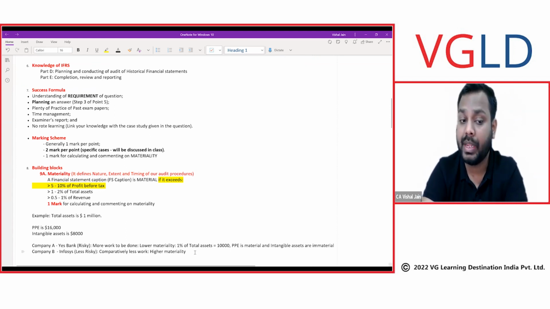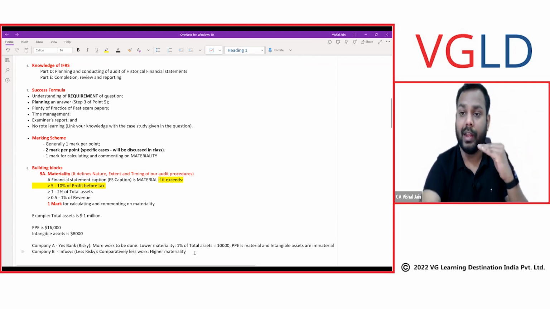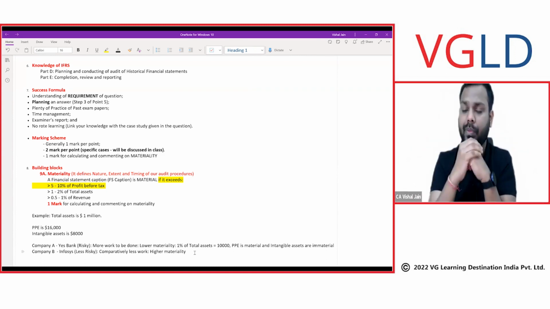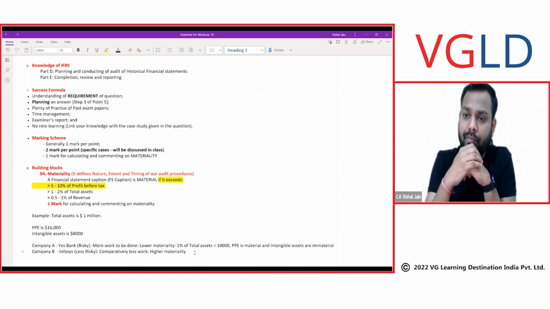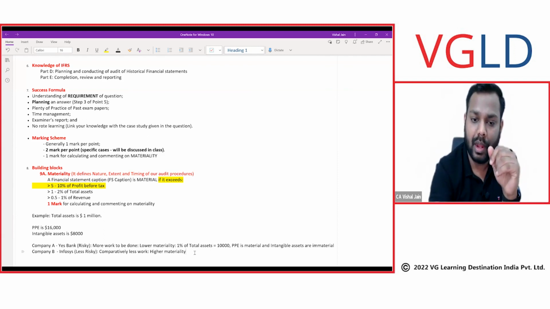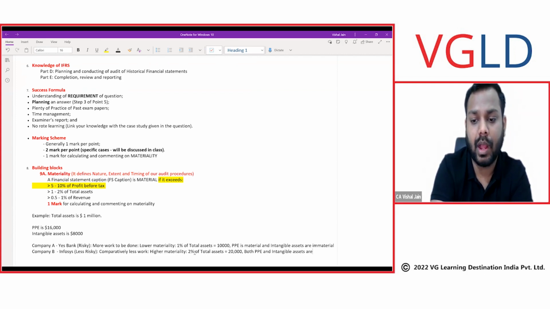Now let's understand company B, Infosys, which is less risky, which means we have to do less work, which means higher materiality. If the benchmark is higher, we have to do less work. I hope you're understanding this point. So we'll keep it as 2% of total assets, let's suppose. 2% of total assets will be 20,000, right? So our materiality will be 20,000 in this case. Now here, both PPE and intangible assets are immaterial.